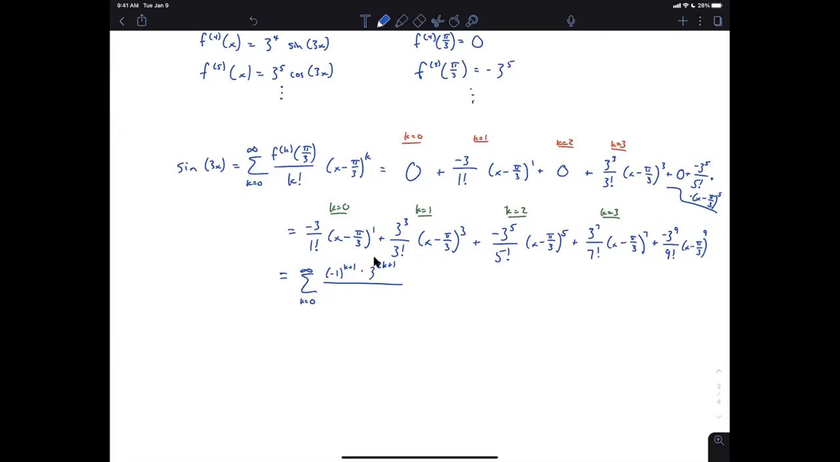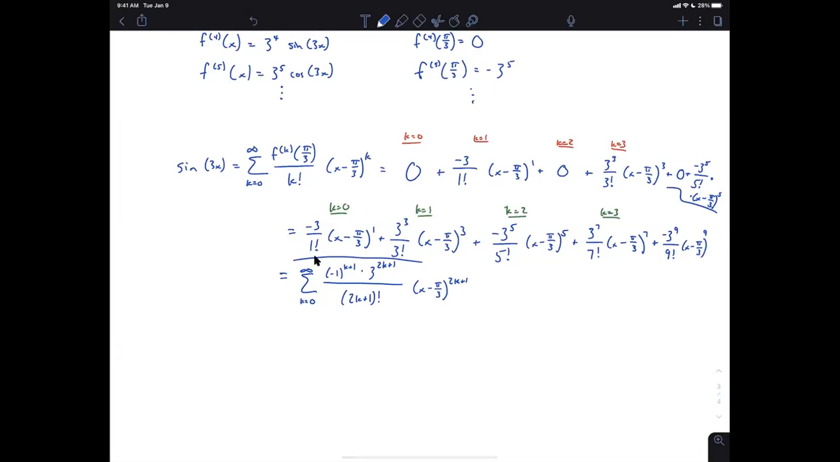But if I plug in 0, 2 times 0 plus 1 is 1. 2 times 1 plus 1 is 3. 2 times 2 plus 1 is 5, and so on. And then the bottom, that's 2k plus 1 factorial. And then x minus pi over 3 to the 2k plus 1.